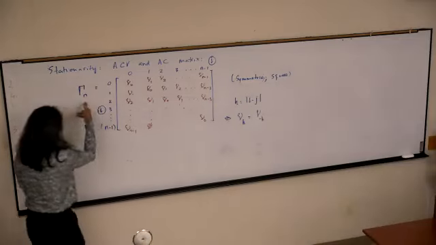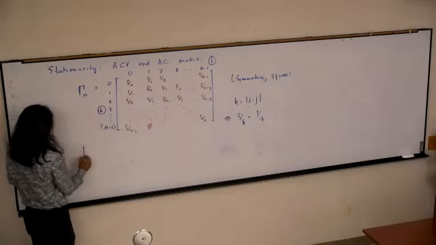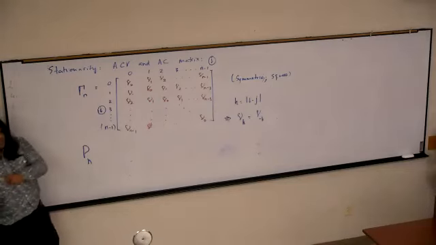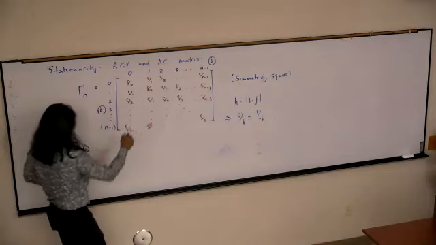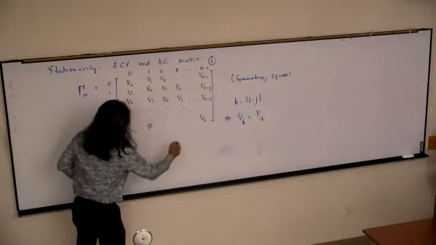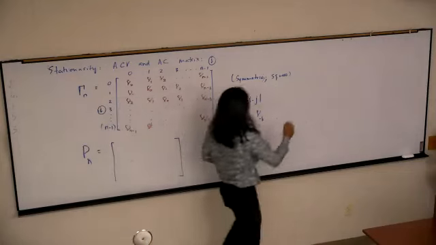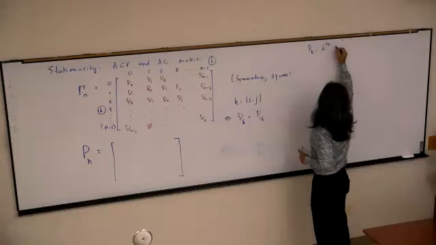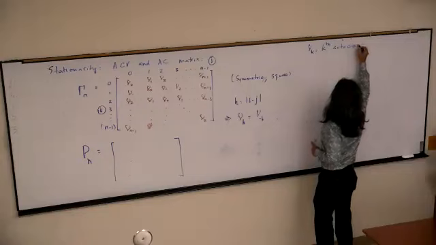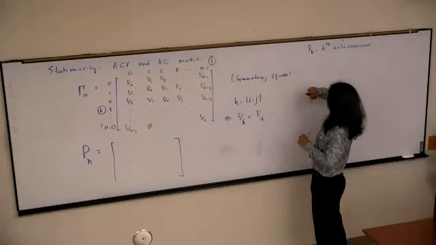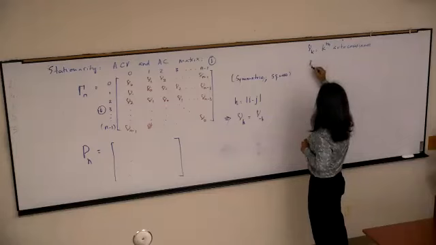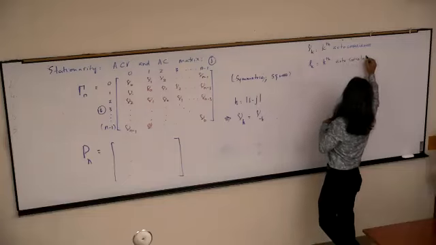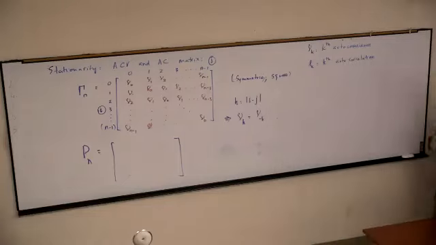If I have to go from here to the autocorrelation matrix, how would this change? So gamma k would be the k autocovariance. I would like to know what rho k is, which is the k autocorrelation. And autocorrelation is what we want.